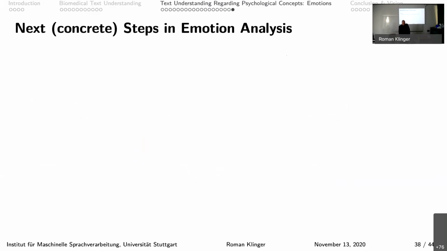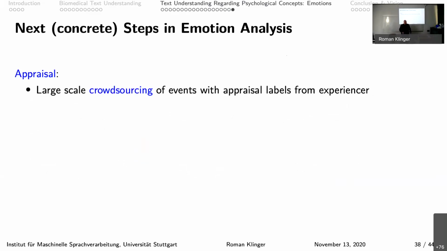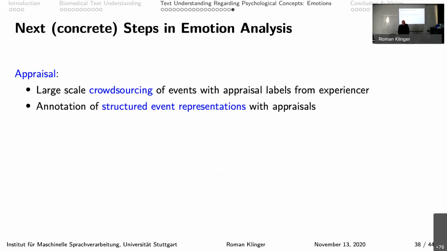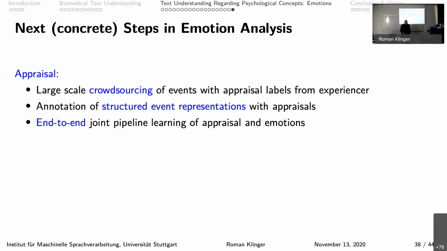So what we will do in the emotion analysis in the future is increase the data, the corpus, a large-scale resource where we directly get appraisal labels. We don't post-annotate them. We'll also look into annotations of structured event representations, not only linguistic realizations. And we'll explore other model architectures, of course. So we're not really done with this yet.